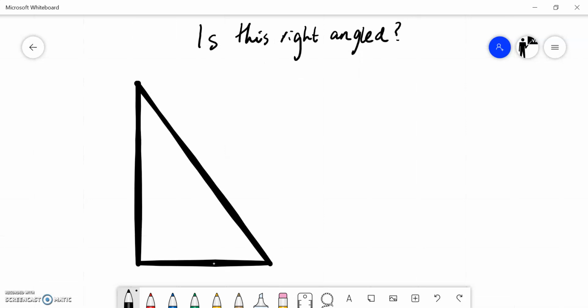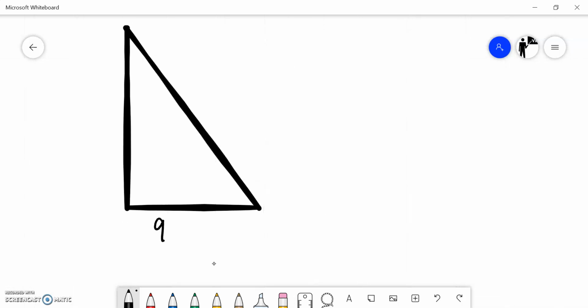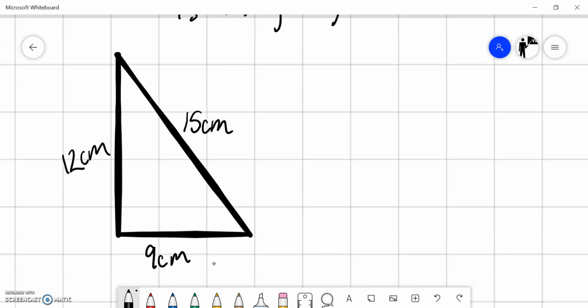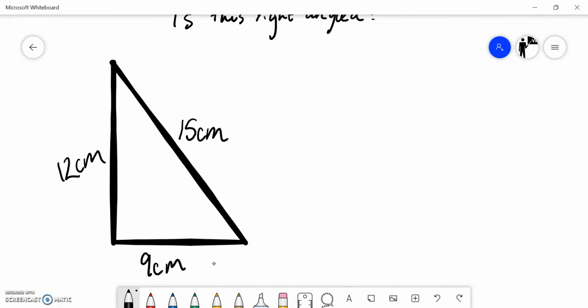Okay, let's say that this side is 9 centimeters. Let's say this is 12 centimeters. And let's say that this is 15 centimeters. So in a triangle, the biggest side is always the hypotenuse, or the biggest side is always across from the biggest angle. So the biggest side here is 15.